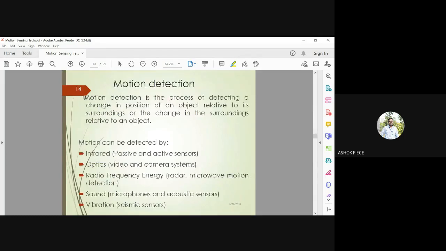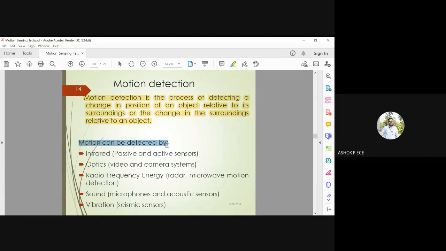So motion detection is the process of detecting a change in position. The position is going to change relative to the surroundings. Either the surroundings are fixed and the object's position changes, or the object is fixed and the surroundings change. So two things are possible. Two principles are there: object and surroundings. One is going to be stationary, and the other is going to move. Either it detects a change in position of the object when the surroundings are not moving, or when the object is stationary and the surroundings are moving.